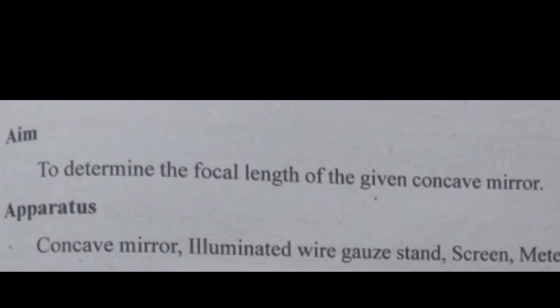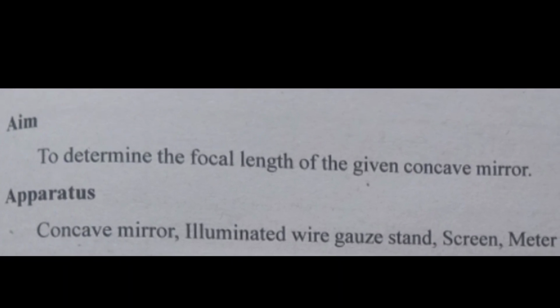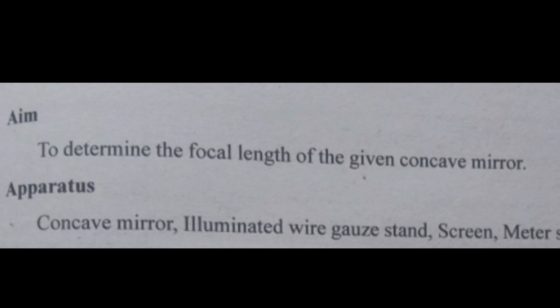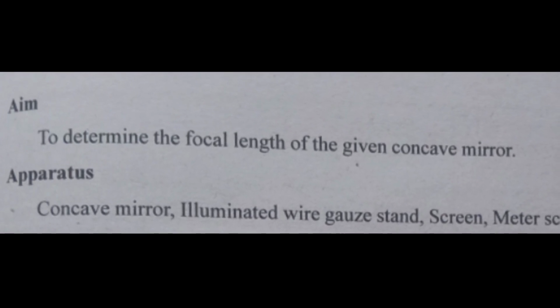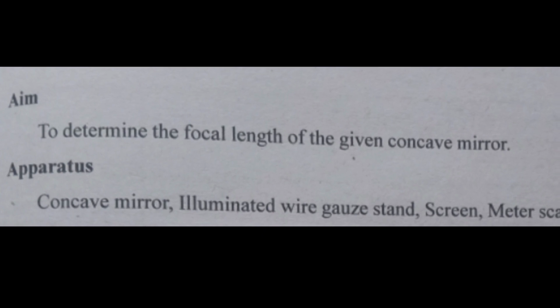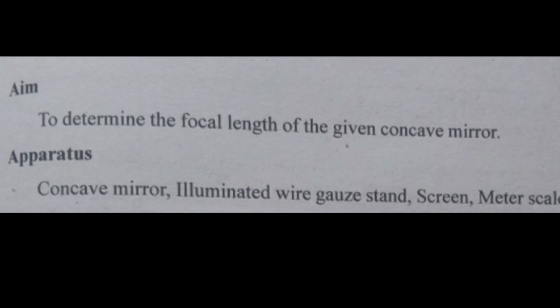Now we can see how to do the concave mirror experiment. The aim of the experiment is to determine the focal length of the given concave mirror. Here we are using 4 methods for finding the focal length. The first one is the distant object method, the second one is the UV method, the third one is the UV graph, and the fourth one is the 1 by U, 1 by V graph.